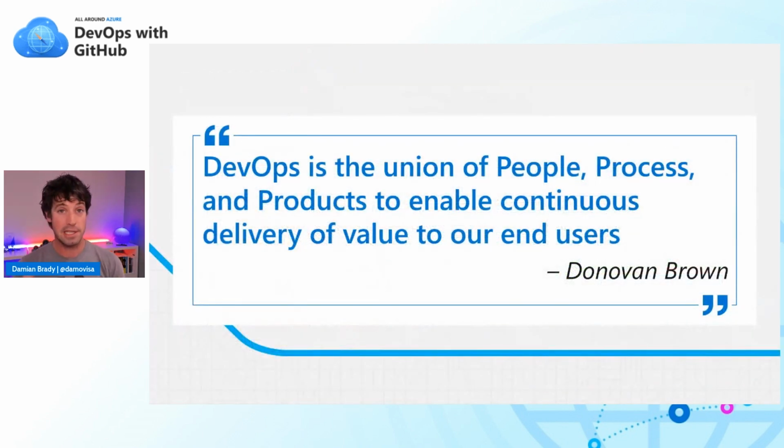So let's look at this definition of DevOps that we keep talking about as well, which is the union of people, process, and products to enable continuous delivery of value to our end users. And so we've looked at some of the people, process, and products issues, especially the people and process. And then we've touched on GitHub Actions and a few other tools like VS Code and Codespaces and all sorts of stuff like that. But we haven't really touched on the delivering value to our end users part. And that is really the most important part.